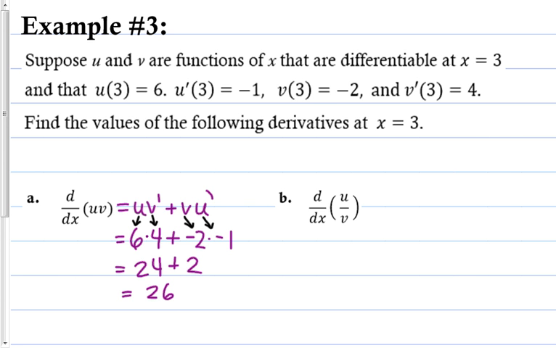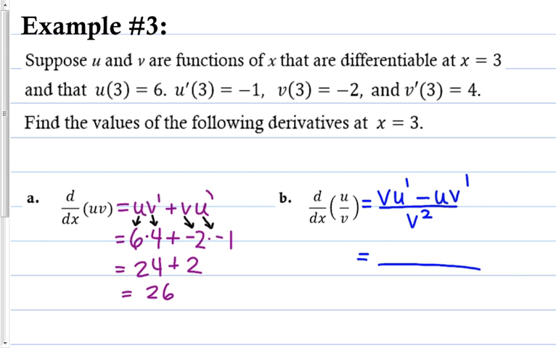All right. Next, B. B is u over v, so that's the quotient rule. Let me go ahead and write it out: low d high minus high d low over low times low. Now I'm just going to plug everything in.